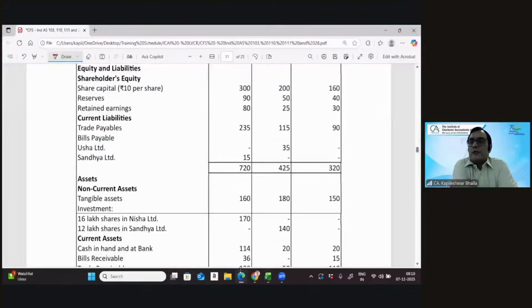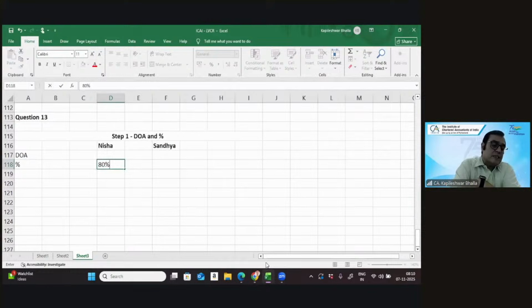Similarly, we can go to Sandhya as well. In Sandhya, there are 12 lakh shares held. The share capital in Sandhya is appearing at 160, so there are 16 lakh shares. So we've got 12 out of 16, and 12 out of 16 works out at 75%.